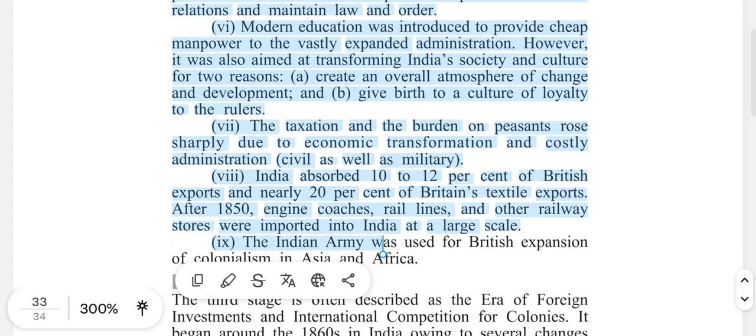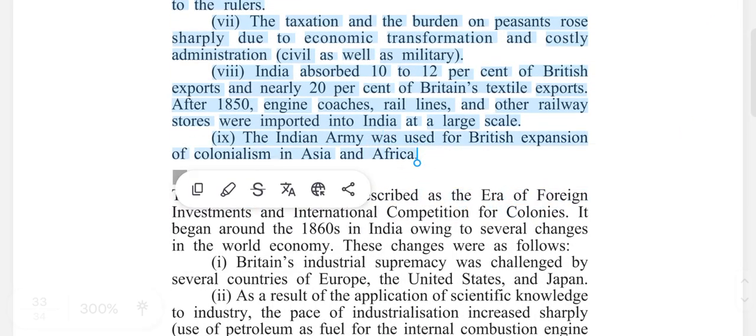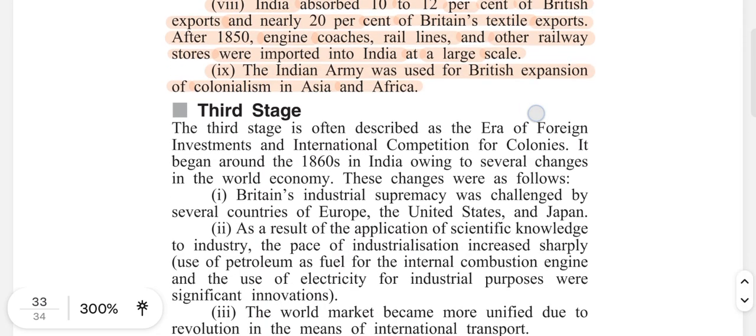8. India absorbed 10 to 12% of British exports and nearly 20% of Britain's textile exports. After 1850, engine coaches, rail lines, and other railway stores were imported into India at a large scale. 9. The Indian Army was used for British expansion of colonialism in Asia and Africa.